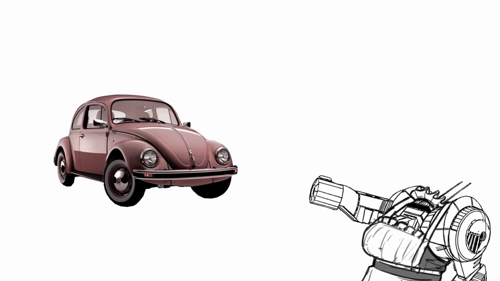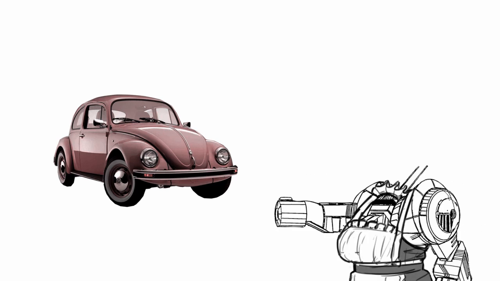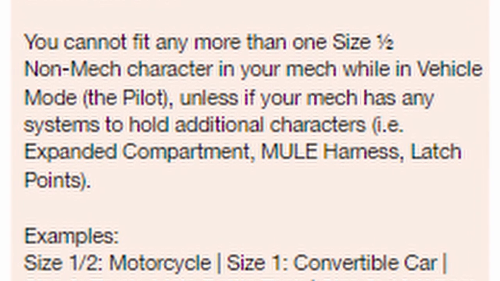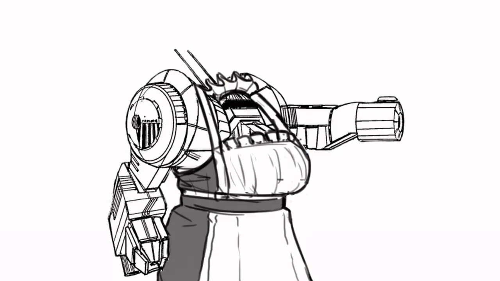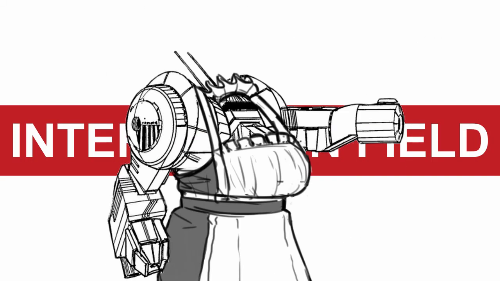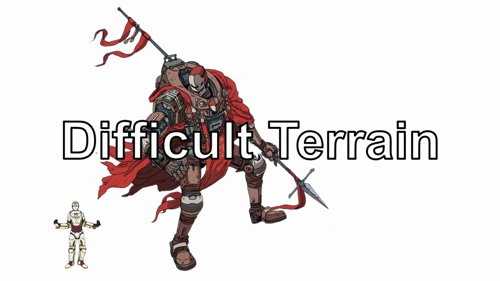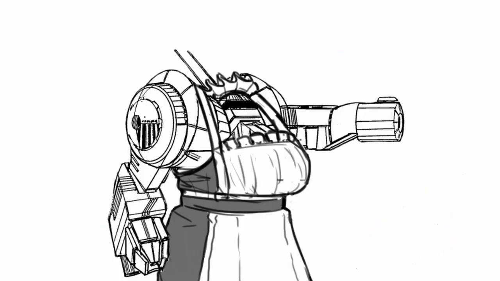You can also fit a single human-sized human inside you in vehicle mode, and you can fit more people if you have any system that can aid you in this department. Those sentences came out so wrong, but if you want to get fast, you can get fast. Interdiction field, makes it harder to get away from you. Enemies that are adjacent to you count as being in difficult terrain. It definitely makes it harder for them to get away from you.